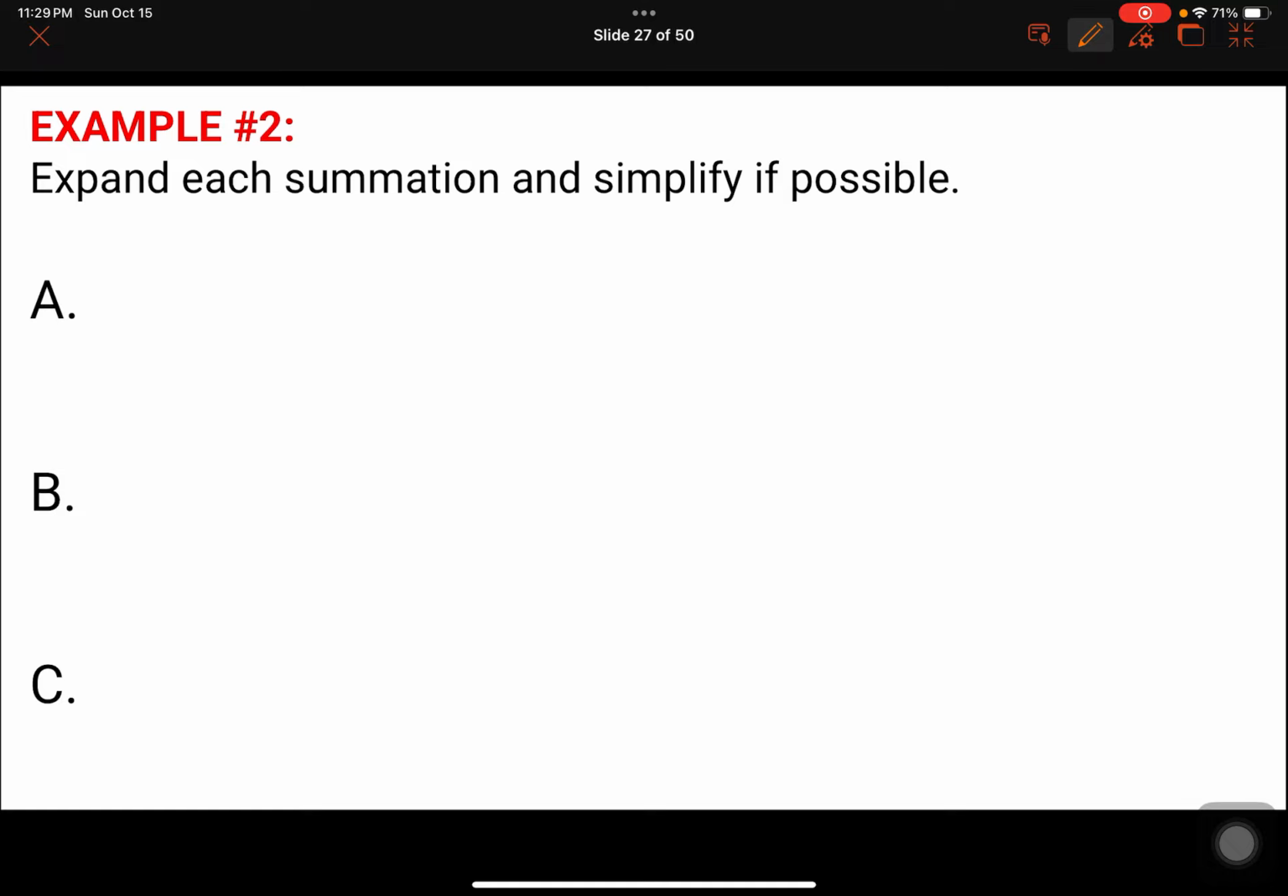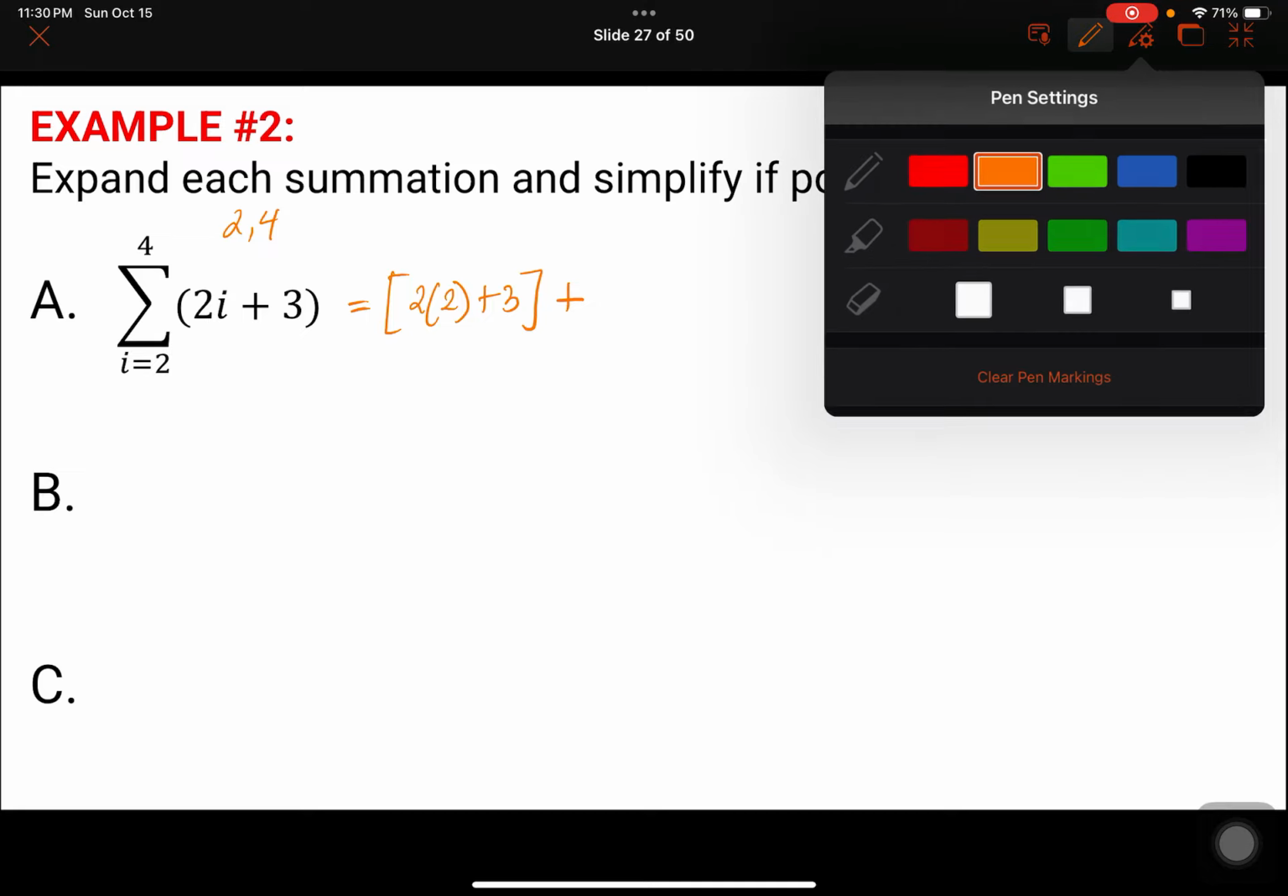So, let's expand a basic summation of sigma notation. Then, simplify natin siya. So, for example, you have the summation of 2i plus 3 from i is equal to 2 up to 4. So, we will just expand this. Magiging, we have the second term na nasa 2, so 2 times 2 plus 3. Then, add natin yung pang-third. Kailangan kasi natin dumaan ng 2, 3, and 4.